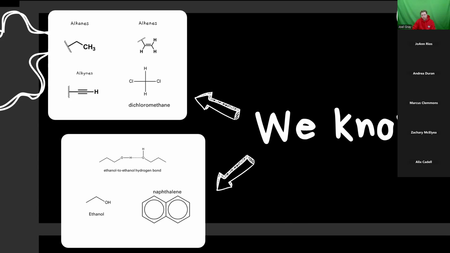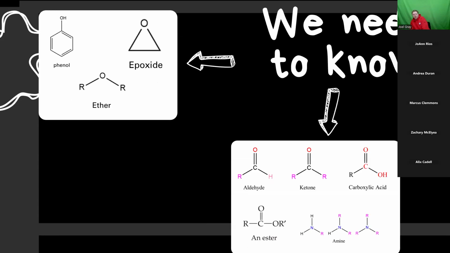Now, what we're going to introduce today is a couple of different ones, and we'll also look at some chemical reactions. If you look in the upper left-hand corner, you'll see phenol, epoxide, and ether. One of the things about the epoxide and the ether is what I see, and I want you to see, is that we've got single bonds going to an oxygen.